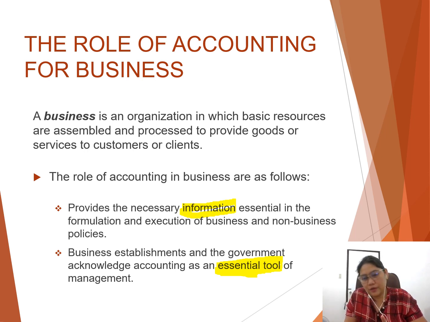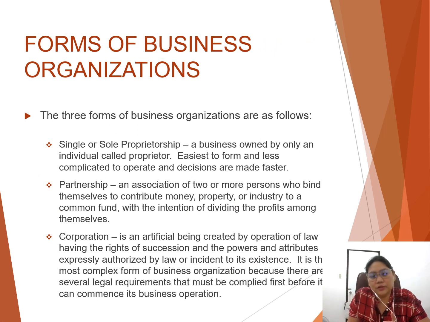Kasi nga, for example, nalulugi. So, anong pwedeng gawin nila? So, makikita nila doon na ang liit pala kasi ng revenue natin. So, dagdagan natin yung revenue. So, that's the economic decision na gagawin nila. So, ano mga strategy ang pwede nilang gawin para madagdagan yung revenue nila? Pwede rin naman, kaya sila nalulugi, masyadong malaki ang kanilang mga expenses. So, ano ang pwede nilang gawin? Pwede nilang bawasan yung expenses nila. So, yun, economic decision din yun. Okay? So, next are the forms of business organizations.